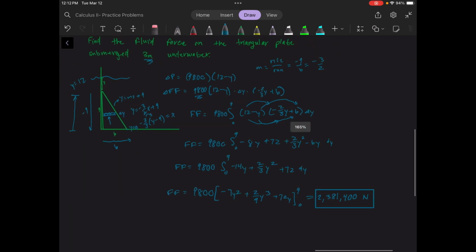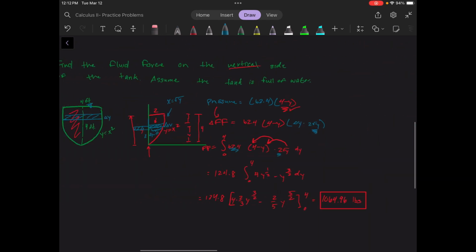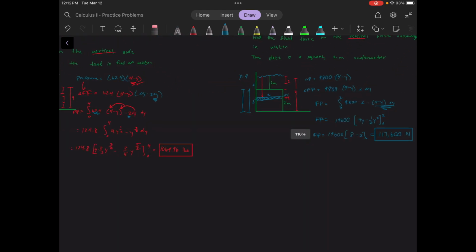So that is how we do these fluid force problems. We looked at a triangle, a square, and a parabola-shaped tank, right? So that's how we do fluid force.